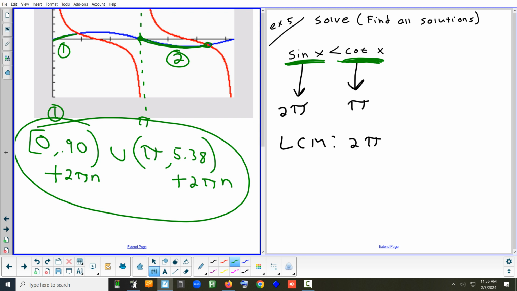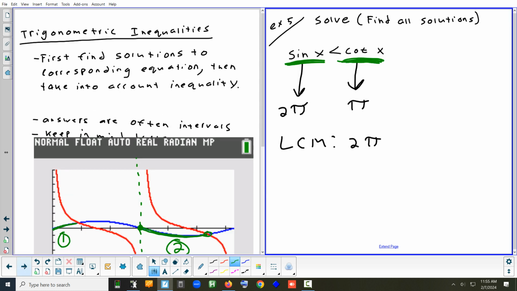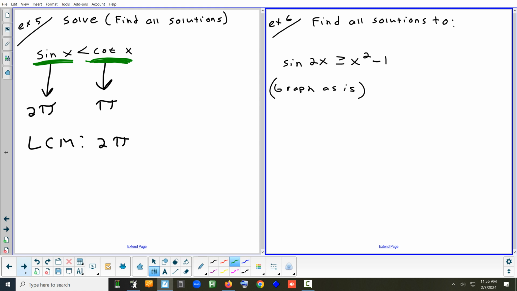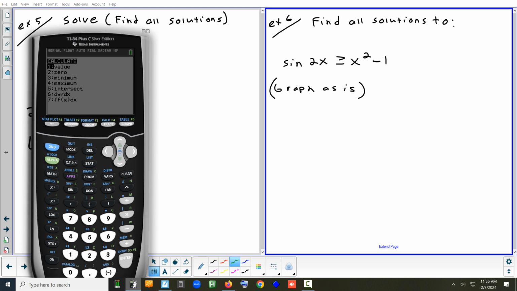Yes? You were saying before that tangent has a different cycle than sine and cosine. So if you have a tangent and a cosine in the same problem, how do you know what period to use? Find each period and take the LCM.